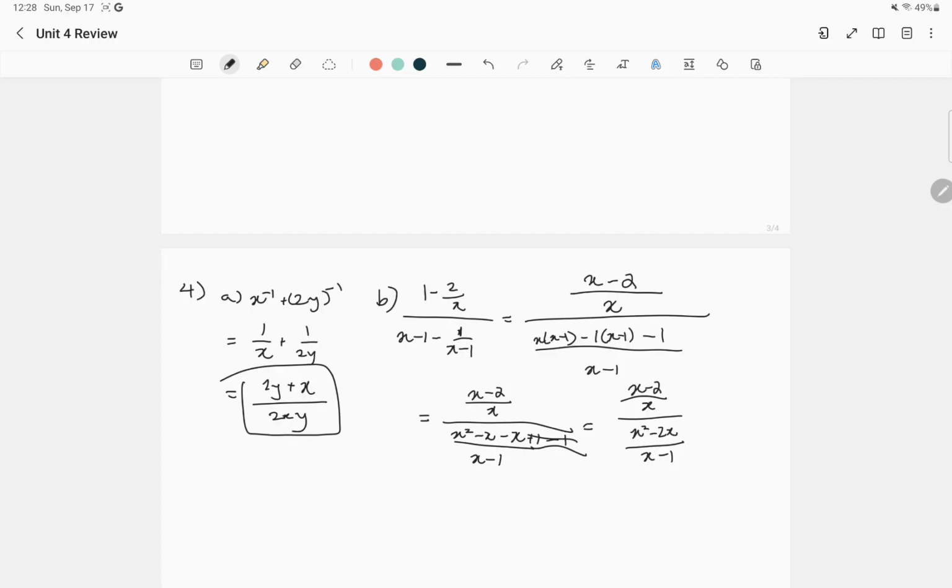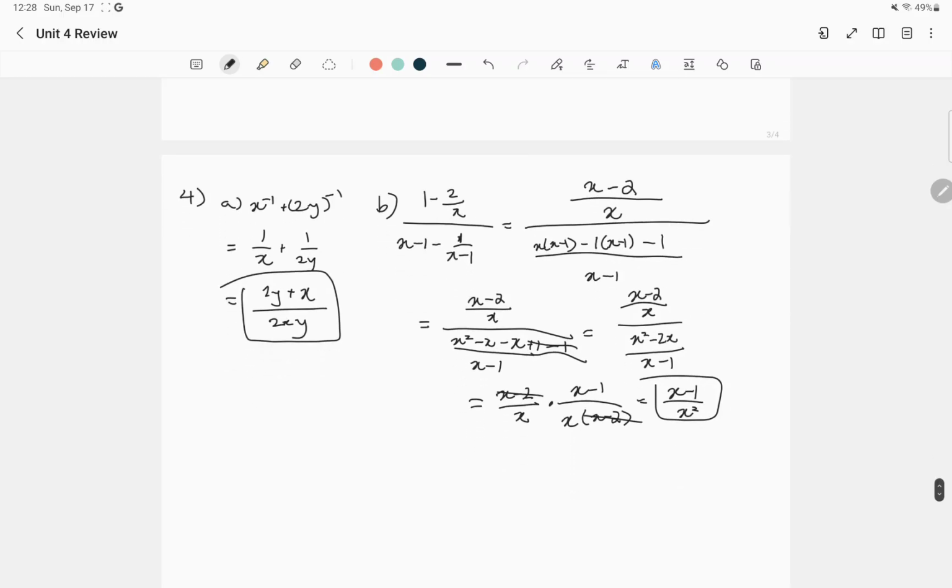And this will end up giving x minus 2 over x times, remember, dividing by a fraction means you flip it, x minus 1 over here, and then we can take out an x from here. It's x minus 2. Always look for what you can cancel. These will cancel, and this gives us x minus 1 over x squared. Nice. And it does not ask us to state domains, so we will not be doing that.